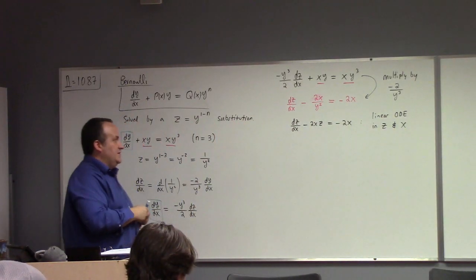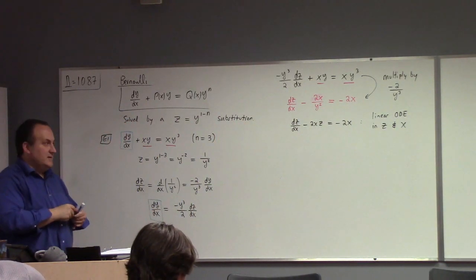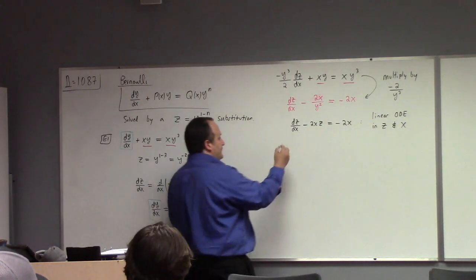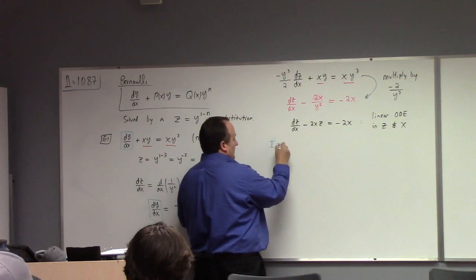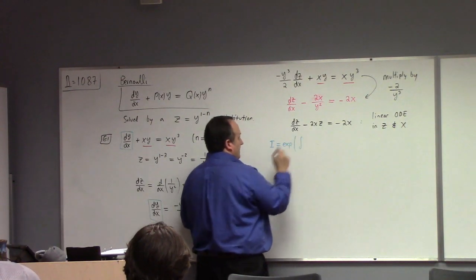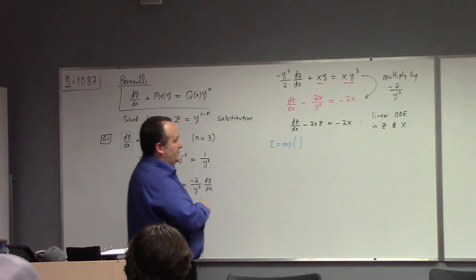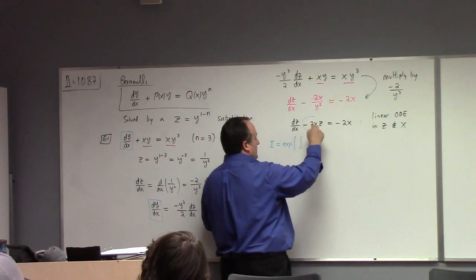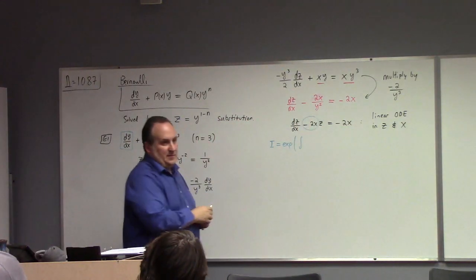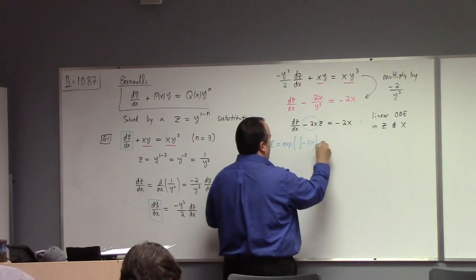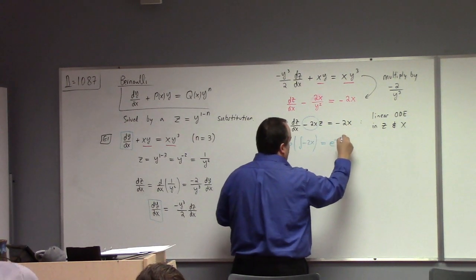So to solve that, we use the integrating factor method. What's my integrating factor here? Exponential integral of what? P of x, and the p of x here is? So we got a minus 2x for our p. All right, so that's e to the minus x squared.